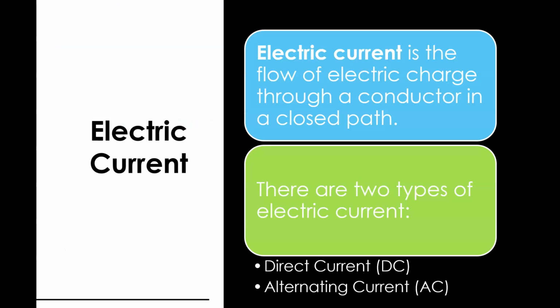So the electric current definition, basically, is just the flow of electric charge through a conductor in a closed path. So any type of conducting material within a closed path, and we'll talk about what a closed path is, okay? There are two types of electric current that we talk about. There is what is known as direct current, also known as DC for short, and alternating current, which is AC for short.